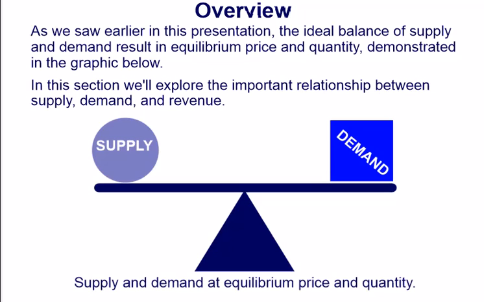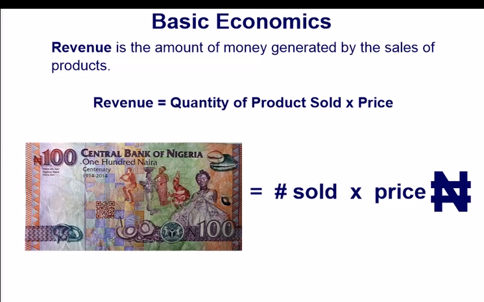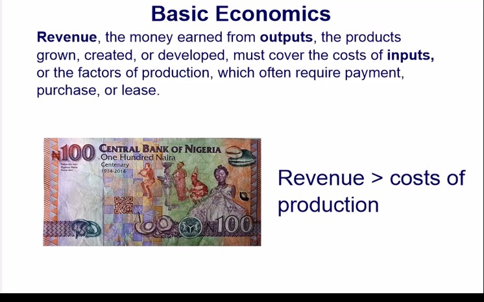Pictured here, we have supply and demand at equilibrium price and quantity. Basic economics. Revenue is the amount of money generated by the sales of products. Revenue equals quantity of products sold times price. Revenue, the money earned from outputs, the products grown, created, or developed, must cover the costs of inputs, or the factors of production which often require payment, purchase, or lease.